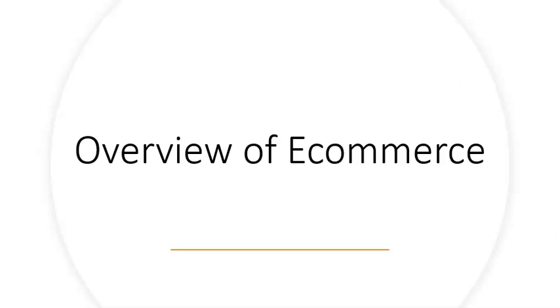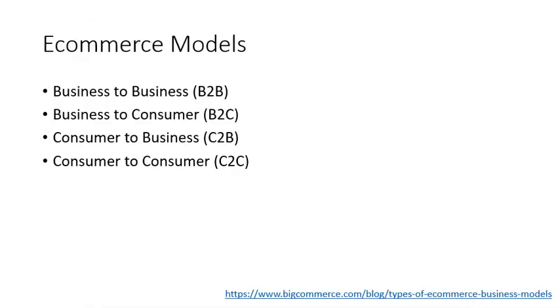All right, so now we're going to talk about an overview of e-commerce. Essentially, e-commerce is made up of four models. You have business to business, business to consumer, consumer to business, and consumer to consumer. And you can look at these in more depth on the BigCommerce website where I reference these.